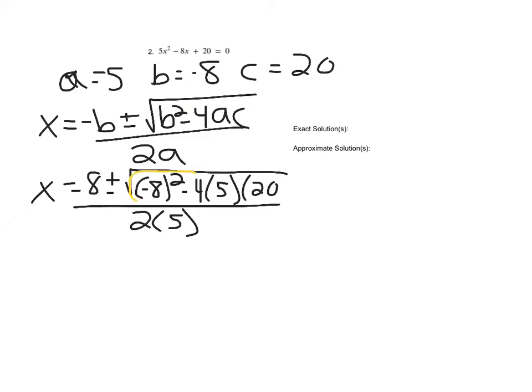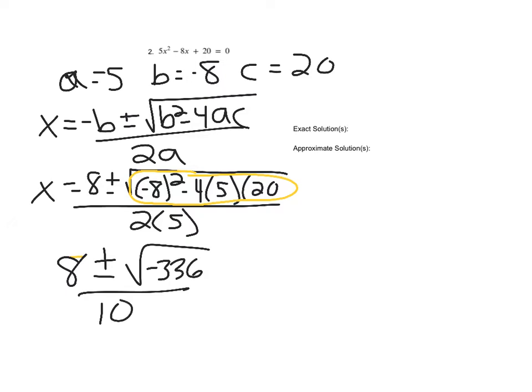So I'm going to start by simplifying the discriminant. So I have (-8) squared minus 4 times 5 times 20. That's -336. So now I have 8 plus or minus the square root of -336 over 10.